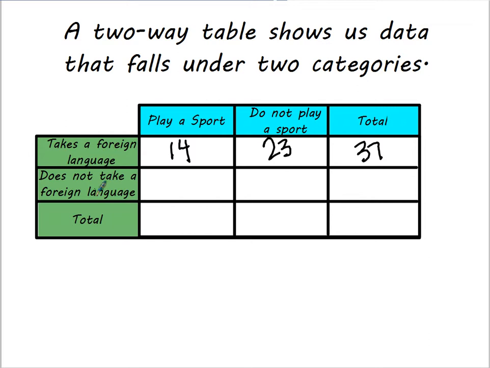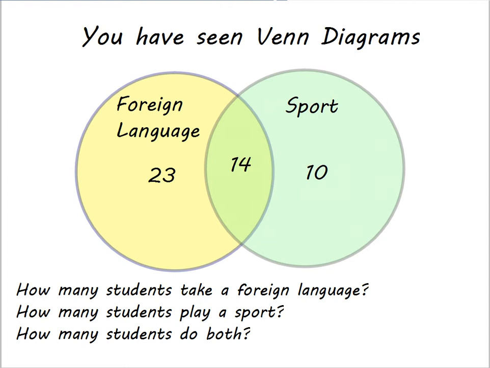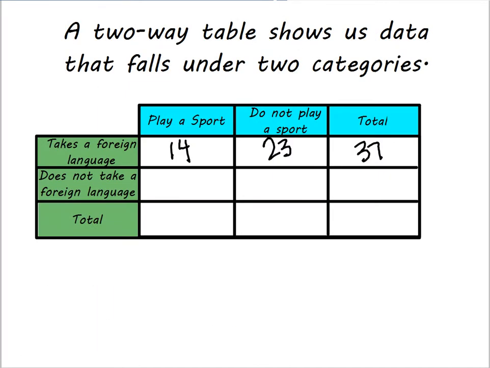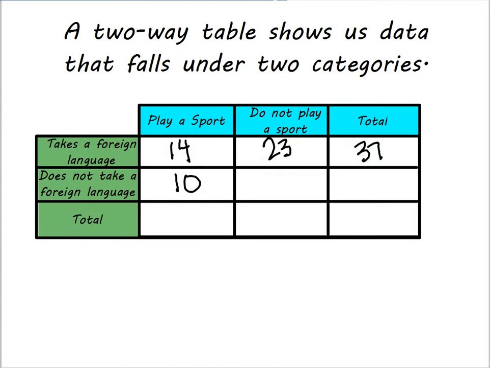Then I have students who play a sport but do not take a foreign language. That would be the 10 people in blue. So then I've got 10 over here. And our last spot right here are the kids who don't do either. Does not take a foreign language, does not play a sport. In our Venn diagram, it doesn't really show us how many kids don't. They would be on the outside of the two circles. So since I don't have any information for that one, I'm just going to put a 0 there and call it good. And then I'm going to add up some more totals.